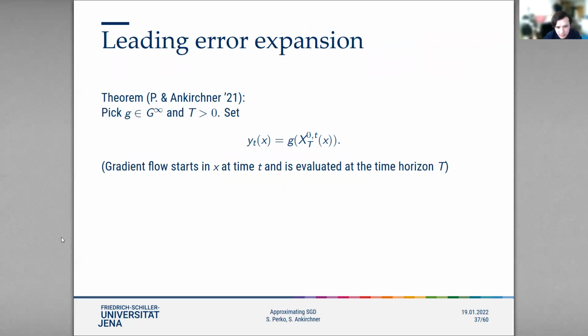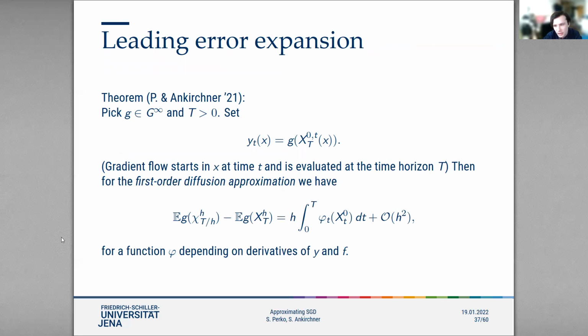And we computed directly the leading error term. So here we computed the leading error term for the first order diffusion approximation. So this is this h. First of all, we know it's O of h, but now directly we know it's h times this integral from 0 to t over this phi_t of x_0, which is the gradient flow, where phi is a sort of complicated function which depends on the derivatives of some function y and f.